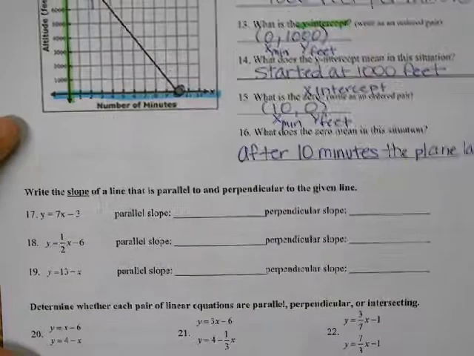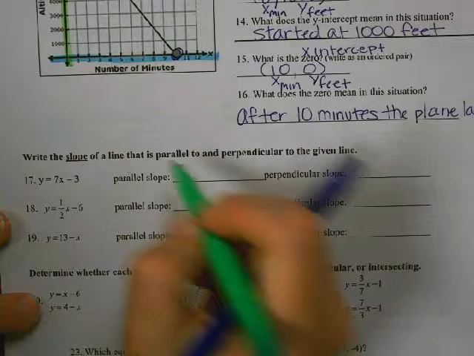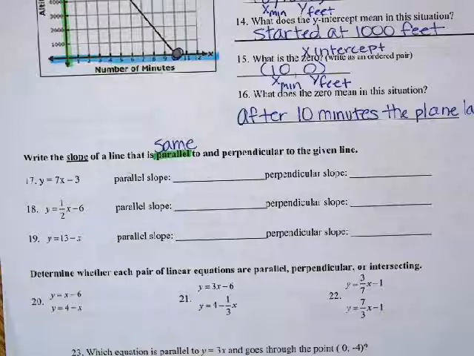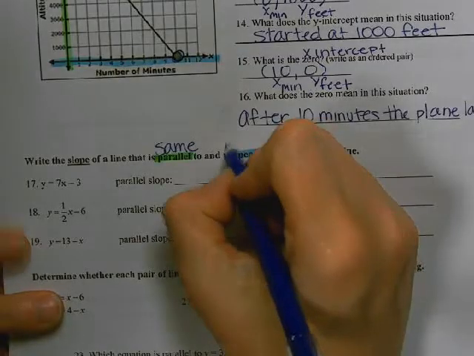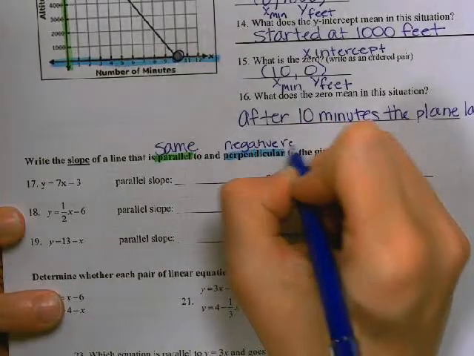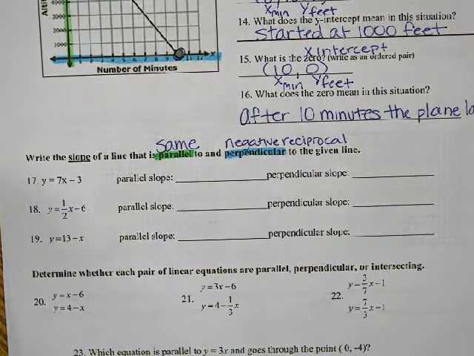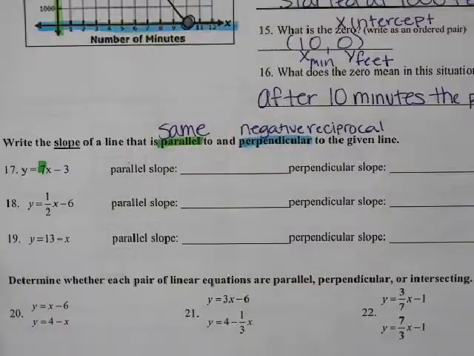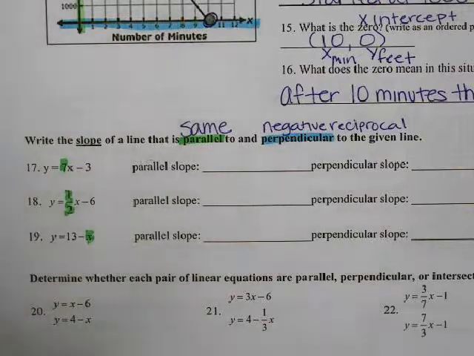The next set is talking about parallel slope and perpendicular slope. So remember, parallel slope means that it's the same. And perpendicular slope means that we have a negative reciprocal. Okay, so just keep that in mind when we're doing these slopes. So I'm going to highlight the slope in each of the problems. That's the number before x. Okay, so 7 is the slope in the first one, 1/2 is the slope in the second one, and then here we've got negative x, which is really just negative 1x.